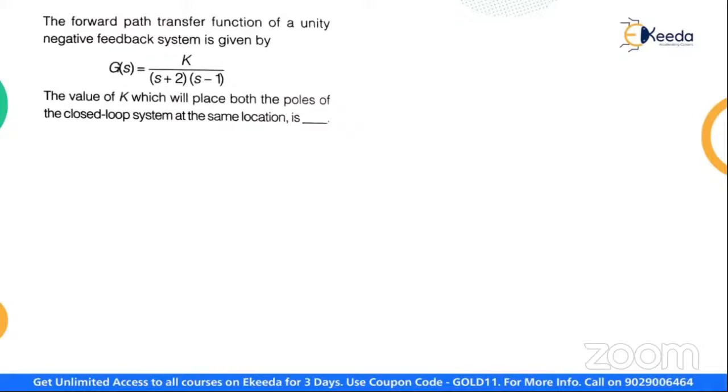The forward path transfer function of a unity negative feedback system is given by G(s) = K / ((s + 2)(s - 1)). The value of K, which will place both the poles of the closed loop system at the same location, is?